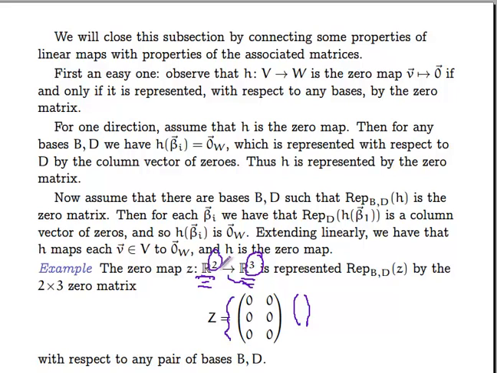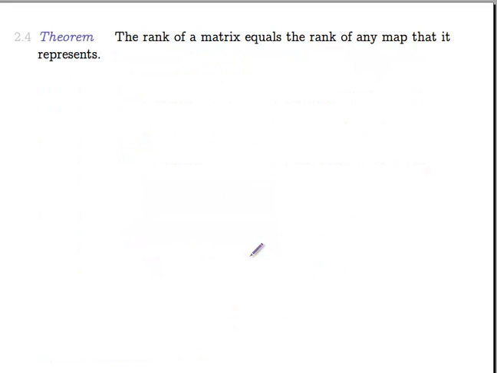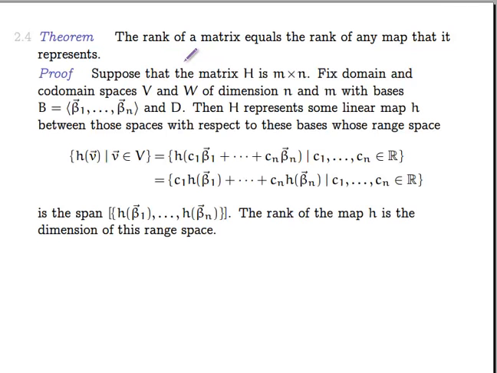So just try to remember, a mapping from R2 to R3 is going to be a 3 by 2 matrix. A mapping from Rn to Rm is going to be an m by n matrix. All right, another theorem: the rank of a matrix equals the rank of any map that it represents. When we talk about the rank of a map, that's the dimension of the range. And the rank of a matrix is the dimension of its column space.